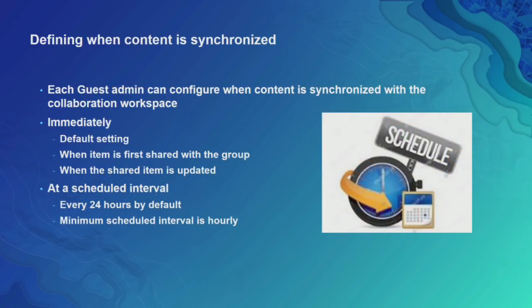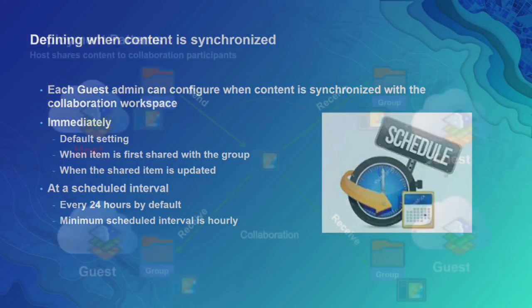Did I go over this one? No, I did not. So not only do I set up a collaboration, define a workspace, and define the direction of sharing, you can also specify when the data gets synchronized. By default, the setting is immediately, so as soon as you share an item to a group for the first time in a workspace, that item would get collaborated and replicated over to your other portal. But you can also schedule it at intervals, such as once a day or every 6 hours. So you have flexibility to determine when it gets synchronized.